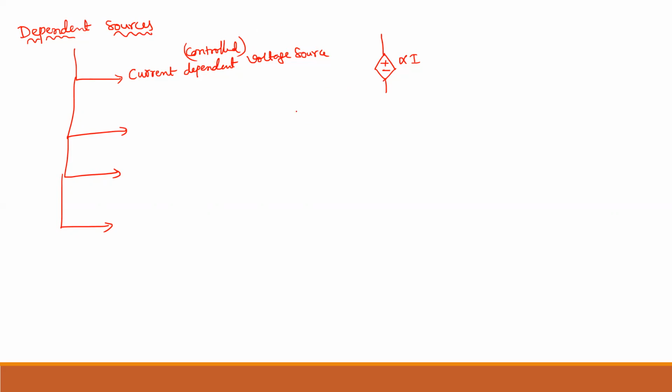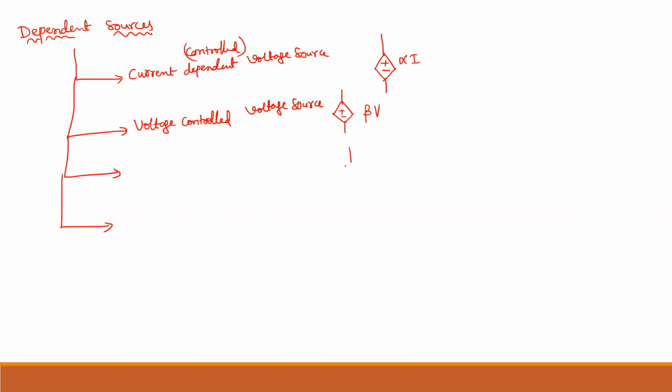Now, if I draw like this, immediately you can say that this is a voltage source. If I write beta into V, now it is a voltage controlled voltage source, or voltage dependent voltage source.